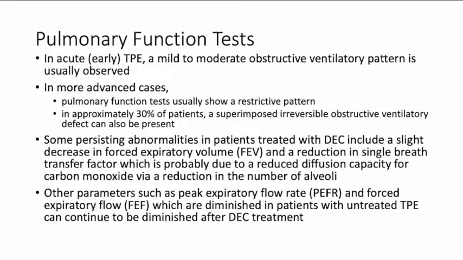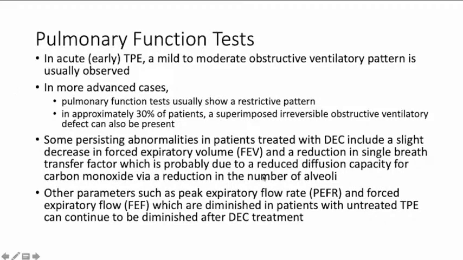Even when you give them the salbutamol and wait over a certain time and repeat the pulmonary function test, there's no reversibility. Reversibility is one of the criteria that helps us to diagnose conditions like asthma, which are part of the reversible airway obstructive diseases. Some persisting abnormalities in patients who are treated with DEC may include decreased FEV and reduction in the diffusion factor, the single breath transfer factor. This may be due to reduced diffusion capacity for carbon monoxide through the reduction of the number of alveoli.